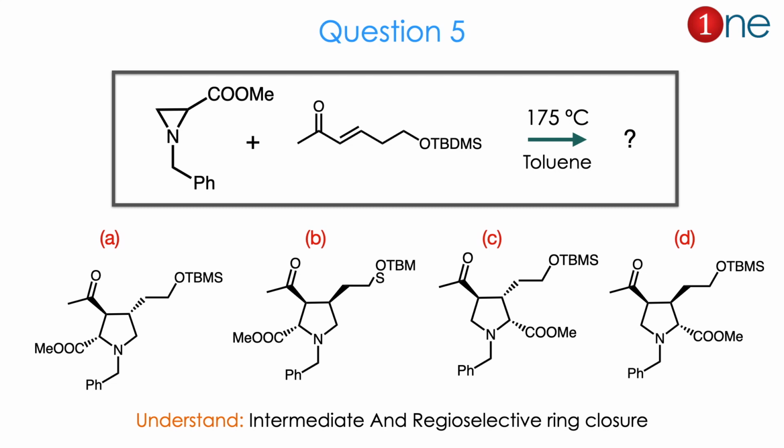Then question number 5. The starting material contains a 3-member ring with acetate and benzyl group. Then you are adding a long chain system with OTBDMS and a ketone, which is a conjugated ketone. You are using heat and toluene there. Here 4 products are given. The 4 products are 5-member rings. The reactant is a 3-member ring. Here it is a 5-member ring. Then the position of TBDMS and the methyl groups is the real question. So where it will attack, where the possible product is, is the real question there. You have to understand that the intermediate formed here is important and regioselective ring closure occurs here.